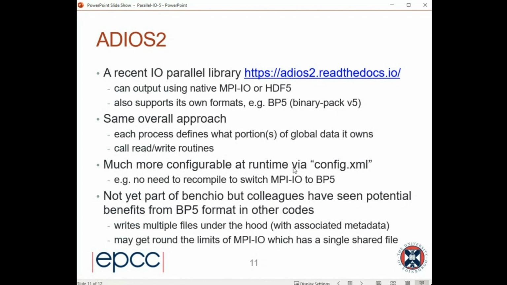However, it supports its own formats, and the most recent one is called BP5, binary pack version 5. It has the same overall approach: each process defines what portion of the global data it owns, and you call read and write routines. But it's very configurable at runtime. For example, if you want to switch from writing out an MPI-IO format to BP5 format, it's all done via a configuration file, config.xml. You don't have to recompile all the time. I want to put it into benchio, but I haven't had a chance yet.